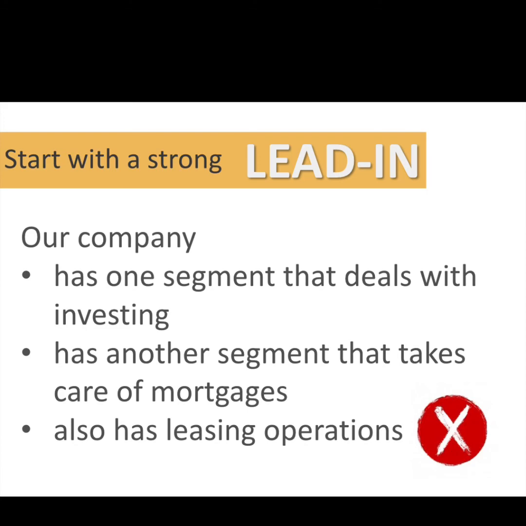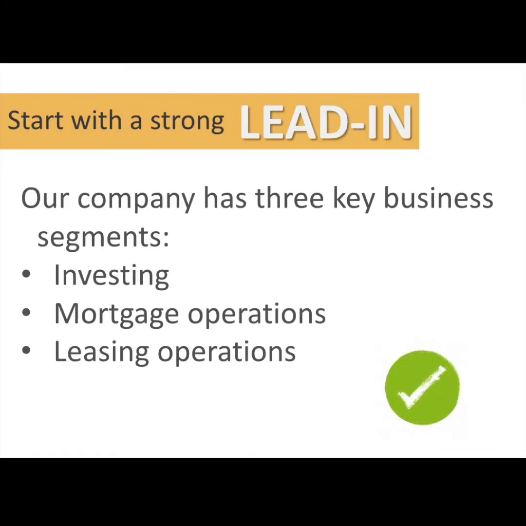So this one, our company has one segment that deals with investing, has another segment that takes care of mortgages, also has leasing operations. There's a lot of duplication in there, and it needs to be simplified. So this one is much better. Our company has 3 key business segments: investing, mortgage operations, and leasing operations.